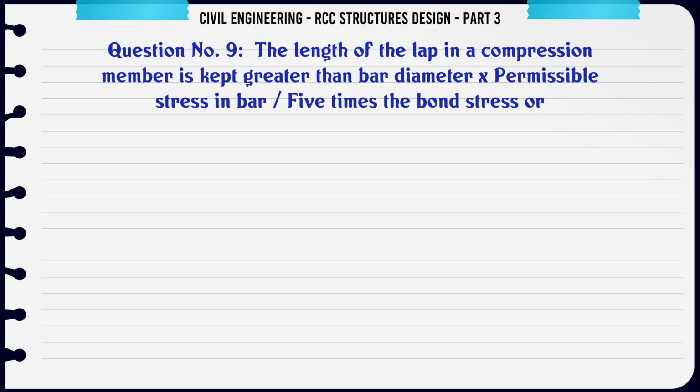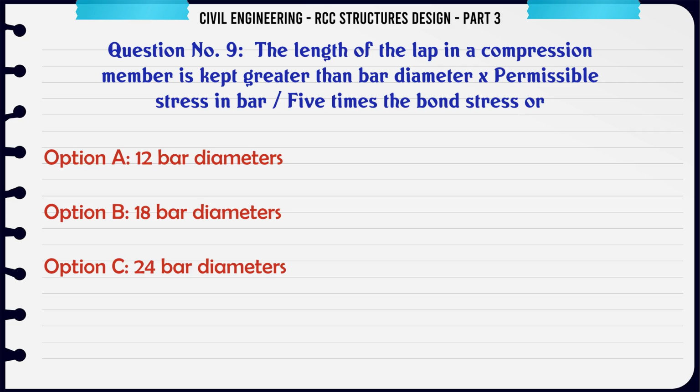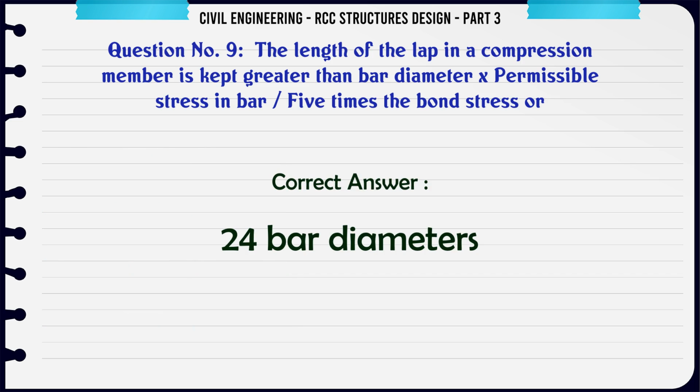The length of the lap in a compression member is kept greater than bar diameter times permissible stress in bar divided by 5 times the bond stress, or: A, 12 bar diameters; B, 18 bar diameters; C, 24 bar diameters; D, 30 bar diameters. The correct answer is 24 bar diameters.